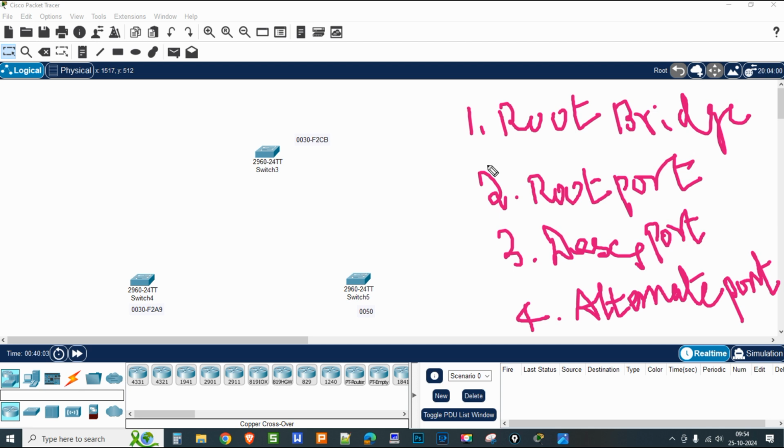Let's see them one by one in detail. First step is the root bridge. Second step is the root port. Third one is the designated port. Fourth one is the alternate port. Let's see in detail.